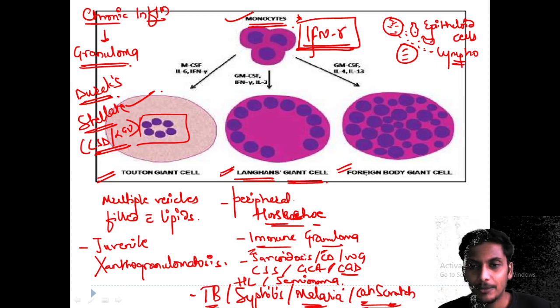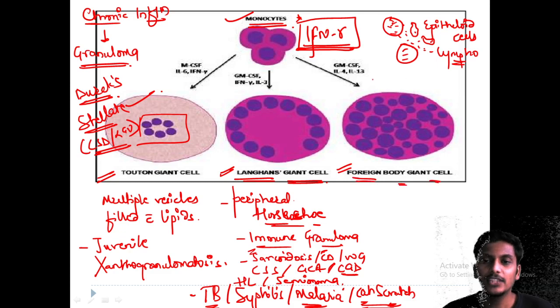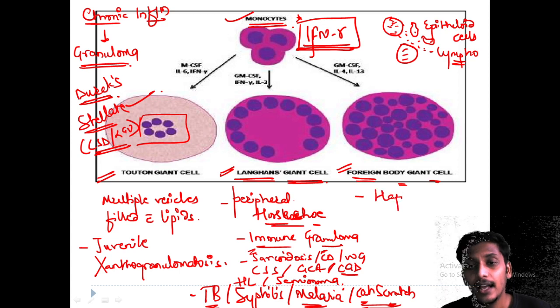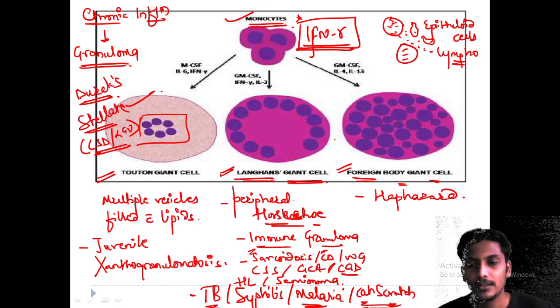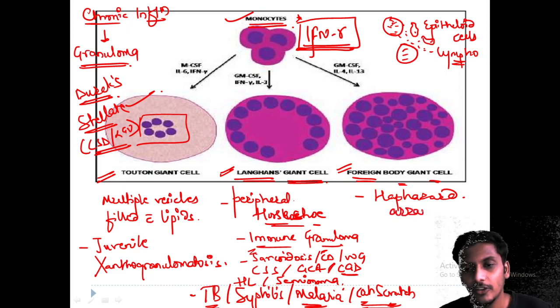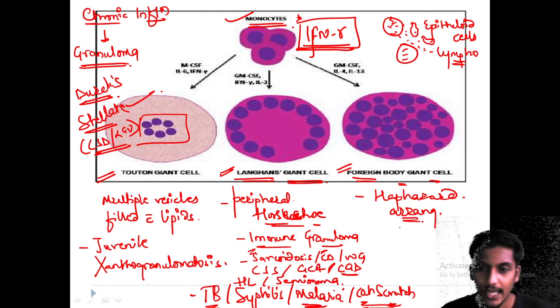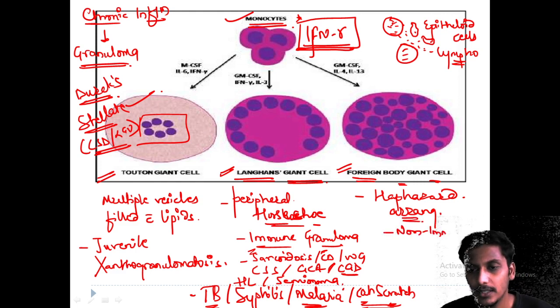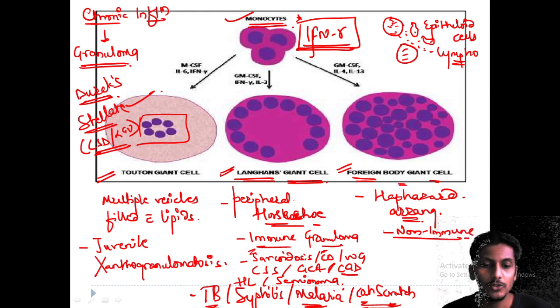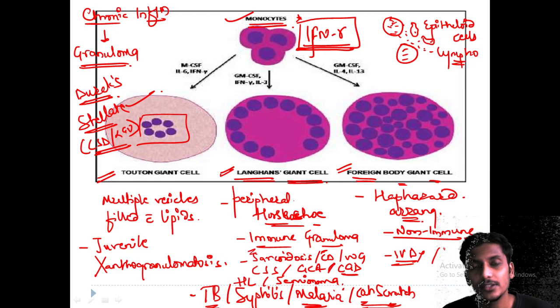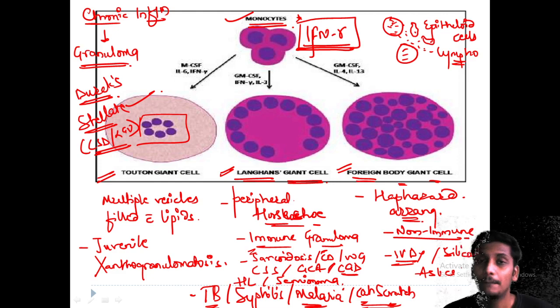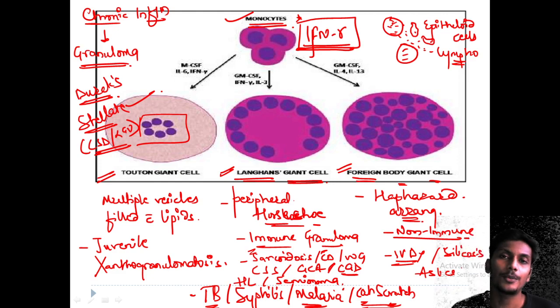Now moving on to the last type of giant cells, the foreign body giant cells. What is seen in these? There is a haphazard arrangement of nuclei, scattered throughout the cytoplasm. These are usually seen in non-immune granulomas, in conditions with foreign body reactions, like in IV drug abusers, or in pneumoconiosis like silicosis, asbestosis, anthracosis, berylliosis.